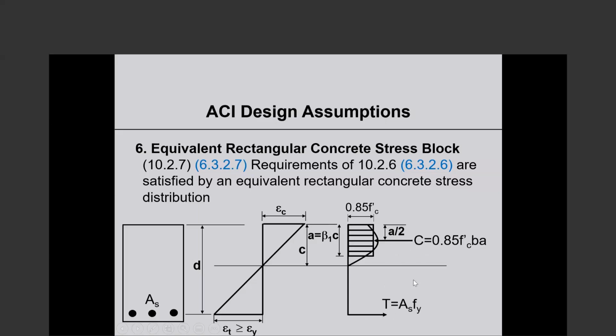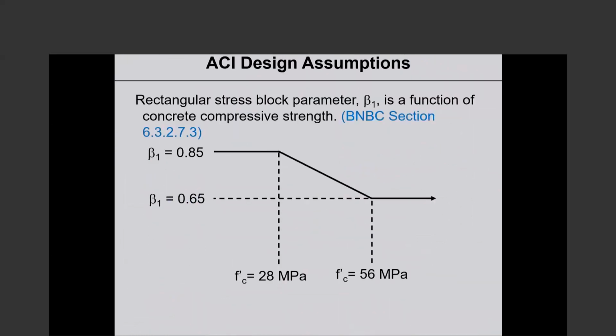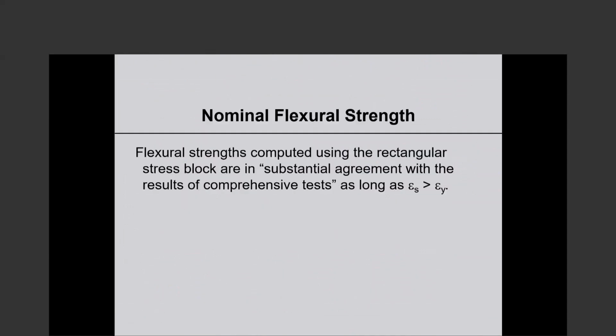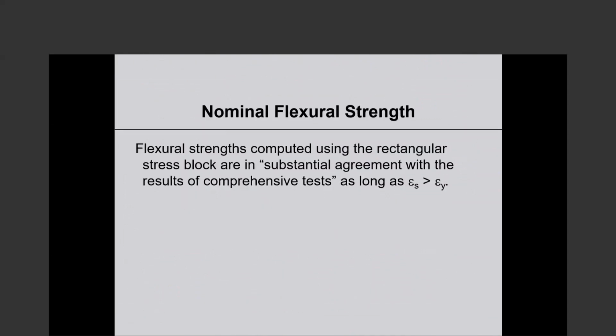Now this moment is the nominal moment strength, because we have postulated that the strain at the extreme compression fiber of concrete is 0.003. So we have an expression for the stress block depth and also the nominal moment strength, as we call it. Remember the terminology from yesterday. Nominal flexural strengths computed using the rectangular stress block are in substantial agreement with the results of comprehensive tests.